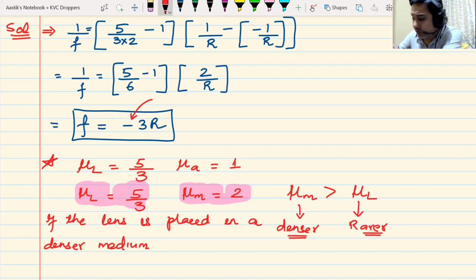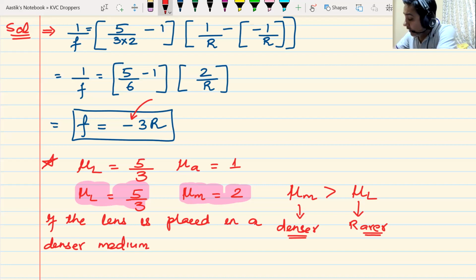No answers are right or wrong. You have understood something here, right? Please tell me what you have understood. Rarer is greater than denser.